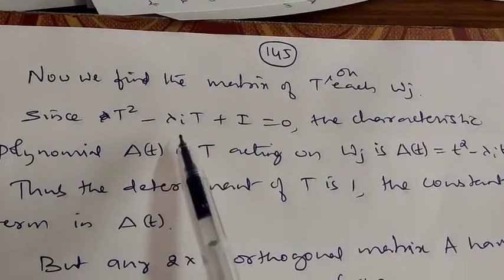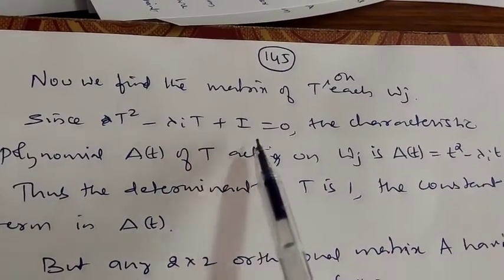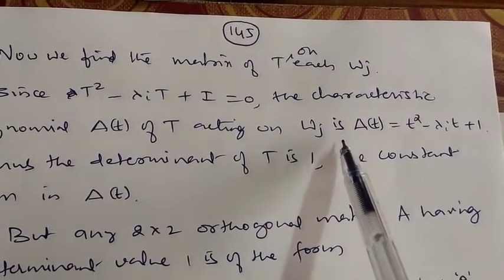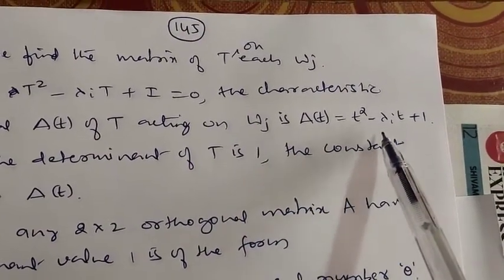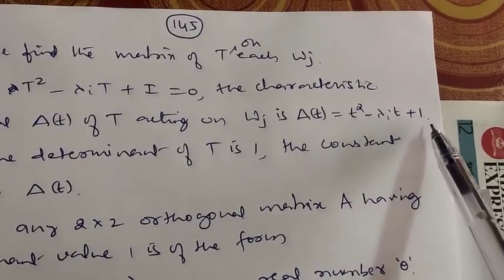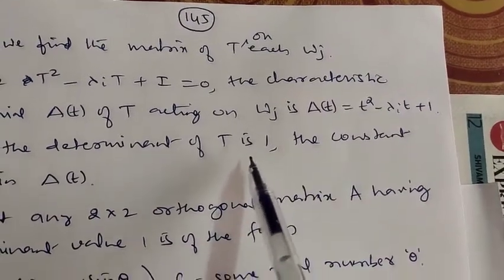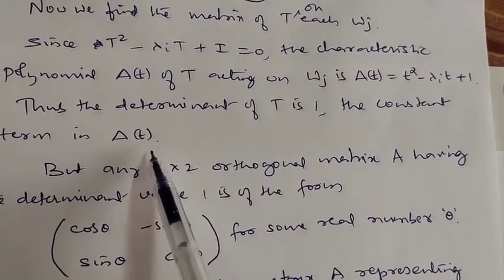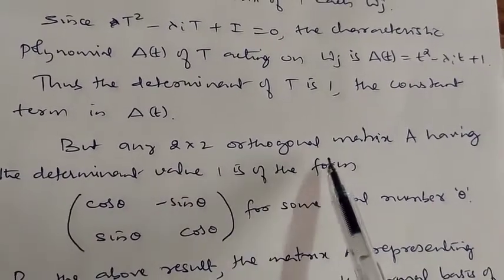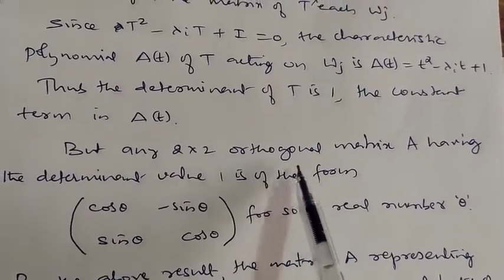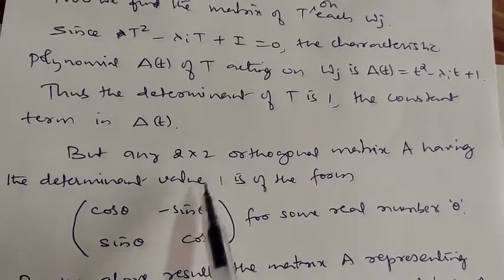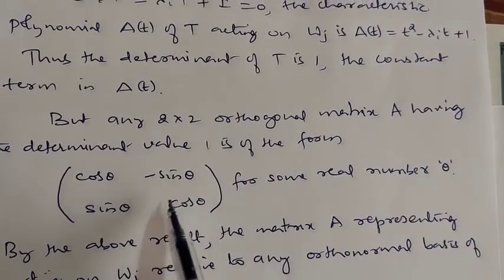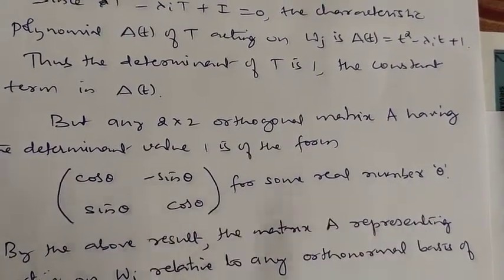Now since (T square minus lambda I into T plus I) is equal to 0, the characteristic polynomial delta of T acting on Wj is T square minus lambda T plus 1. Thus the determinant of T is 1, the constant term in delta of T. But any 2 cross 2 orthogonal matrix A having determinant value 1 is of the form cos theta, minus sin theta, sin theta, cos theta for some real number theta.